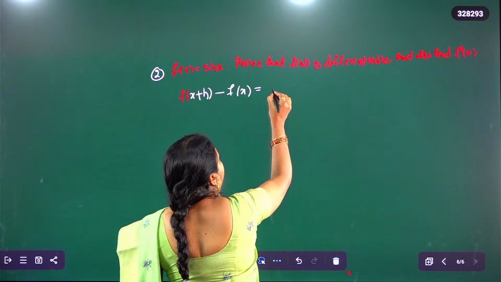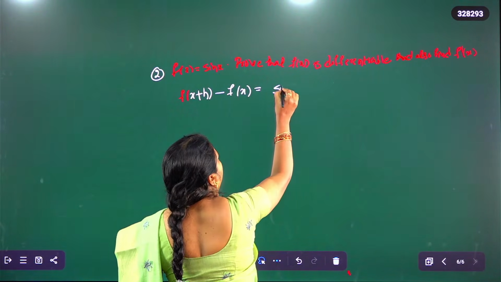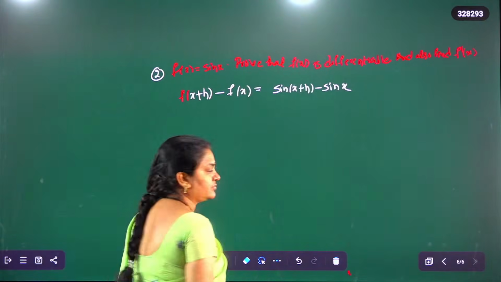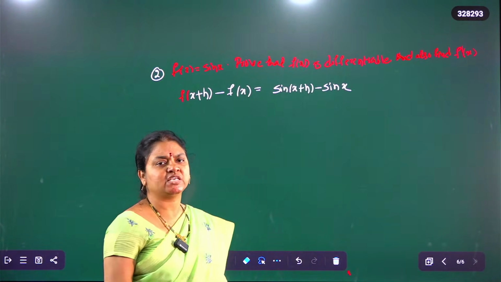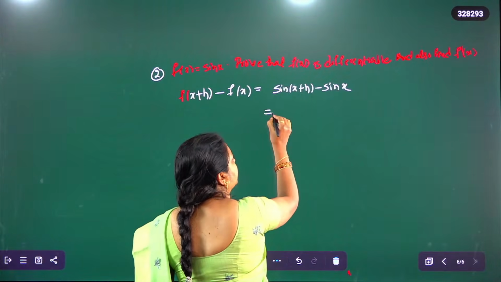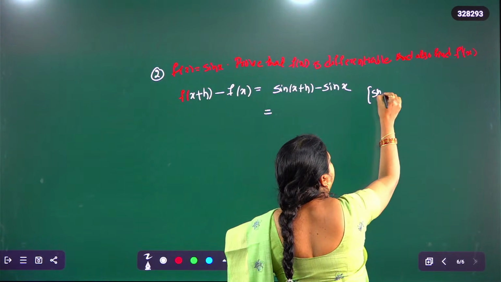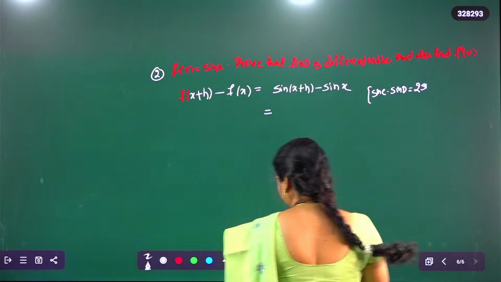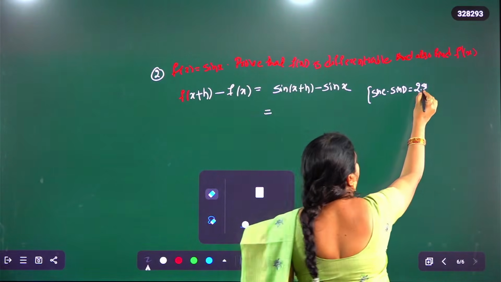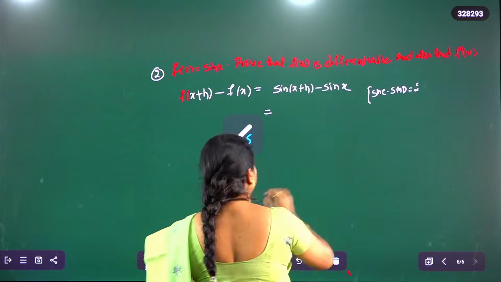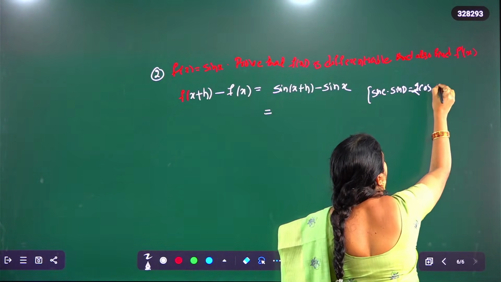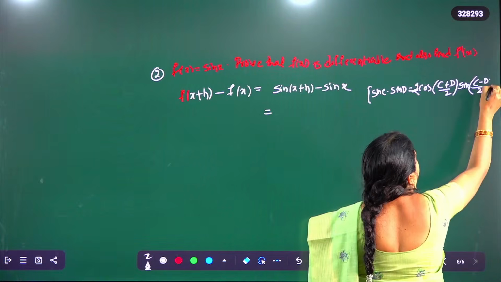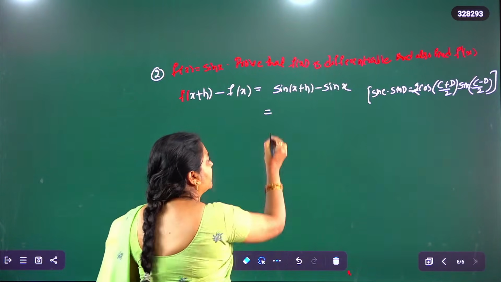So here f of x plus h, because our sine function is there, we can say sine x plus h minus sine x. This is just like the trigonometric property, sine c minus sine d. You all know sine c minus sine d equal to 2 cos c plus d by 2 and sine c minus d by 2. This is our trigonometric principle. So here we will use that.